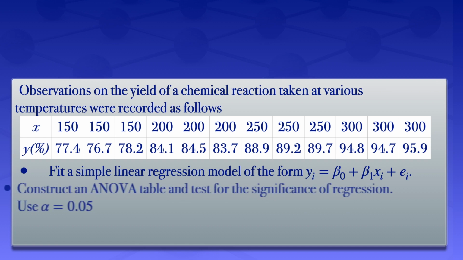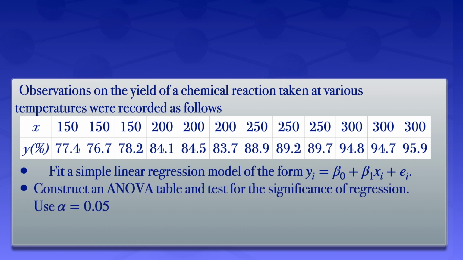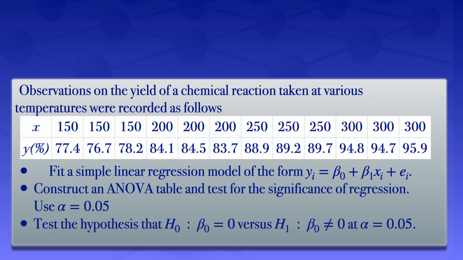I'll then go on and construct an ANOVA table and test for the significance of the regression using alpha equals 0.05. Lastly, I'll test the hypothesis that H naught: beta naught is equal to 0 versus the alternative, beta naught is not equal to 0, at alpha equals 0.05.